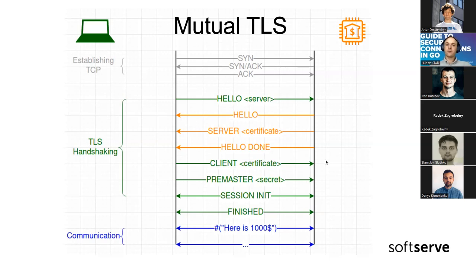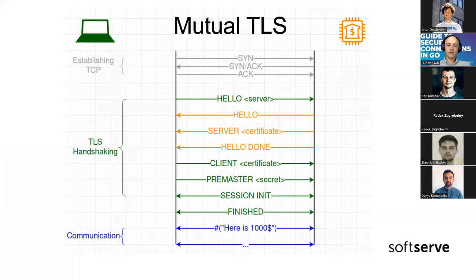Then after successful completion of the verification stage, we can generate the pre-master secret on the client side. It is encoded by the server public key taken from the server certificate, and all those data, the pre-master secret, client random, and server random, are combined together to generate the session key. And this key is used to encode all further communication.